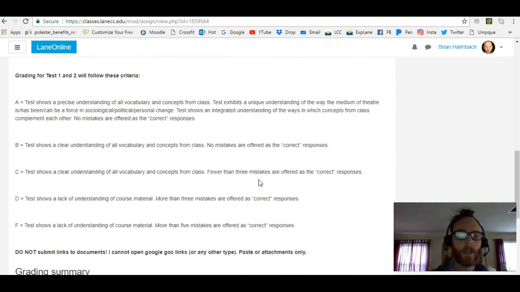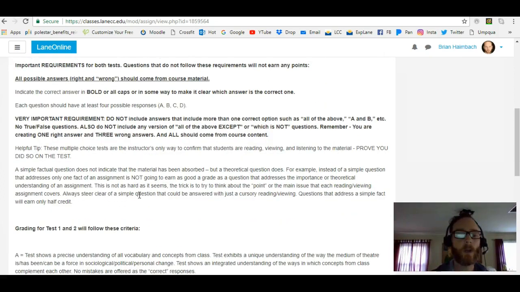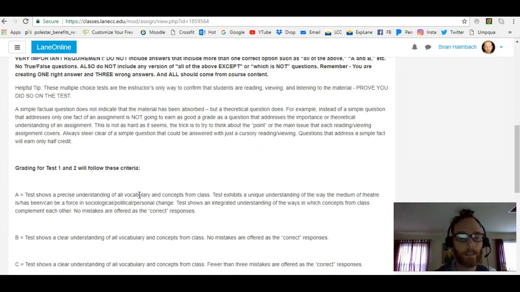Here's the grading. I'm not going to go over this because I've done it before, and you can obviously read this. So an A test is this, B test, C test, F test. And there are the additional point deductions for questions that do not follow the guidelines, and that's just points taken right off.